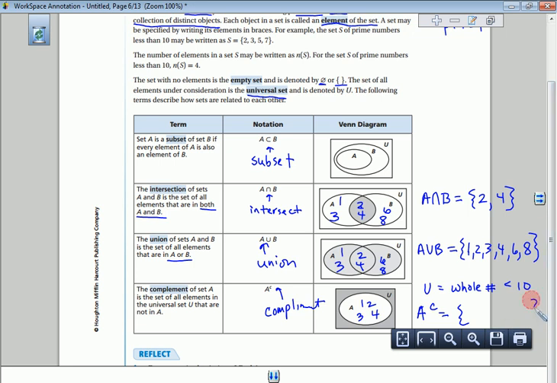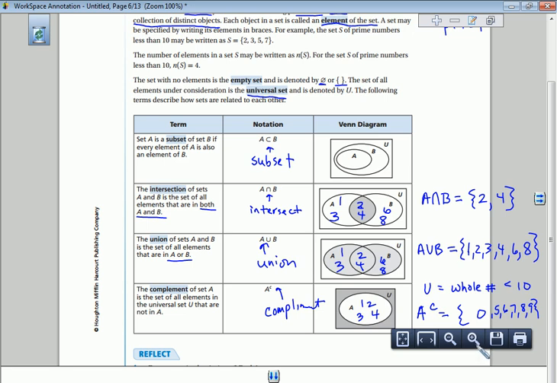What would be in the complement of A? 5, 6, 7, 8, 9. Is that it? Yes. 1, 2, 3, 4 are in A, so they're not in its complement. 0.